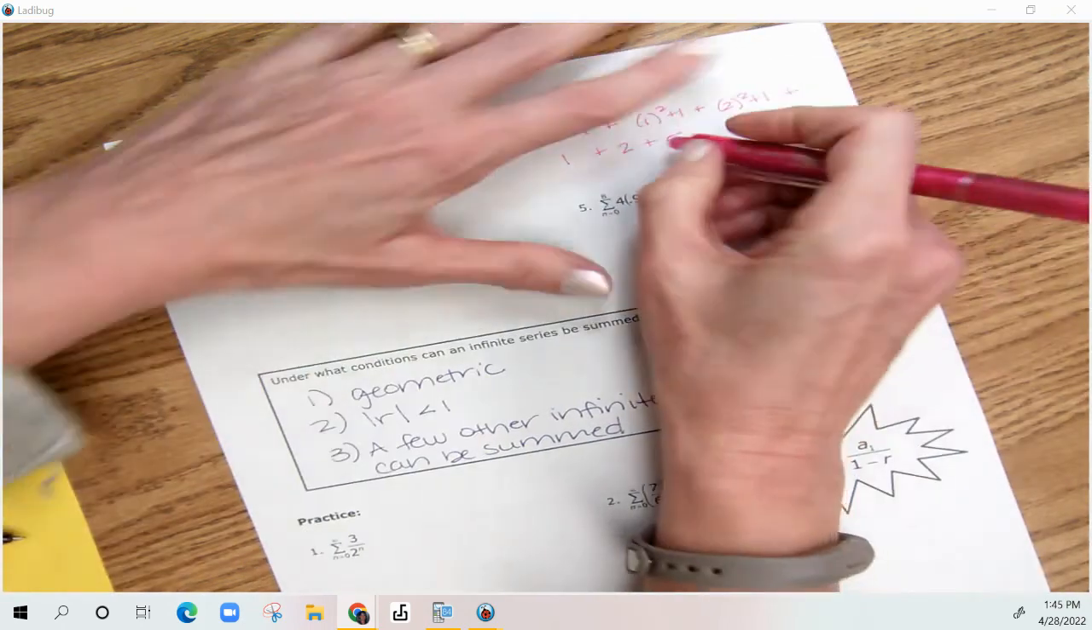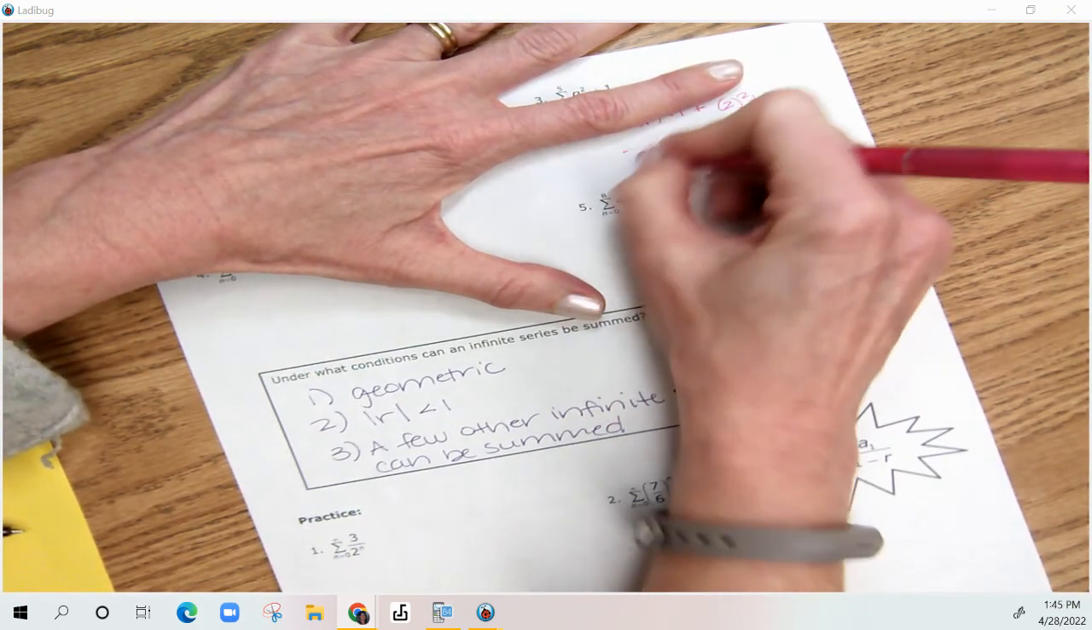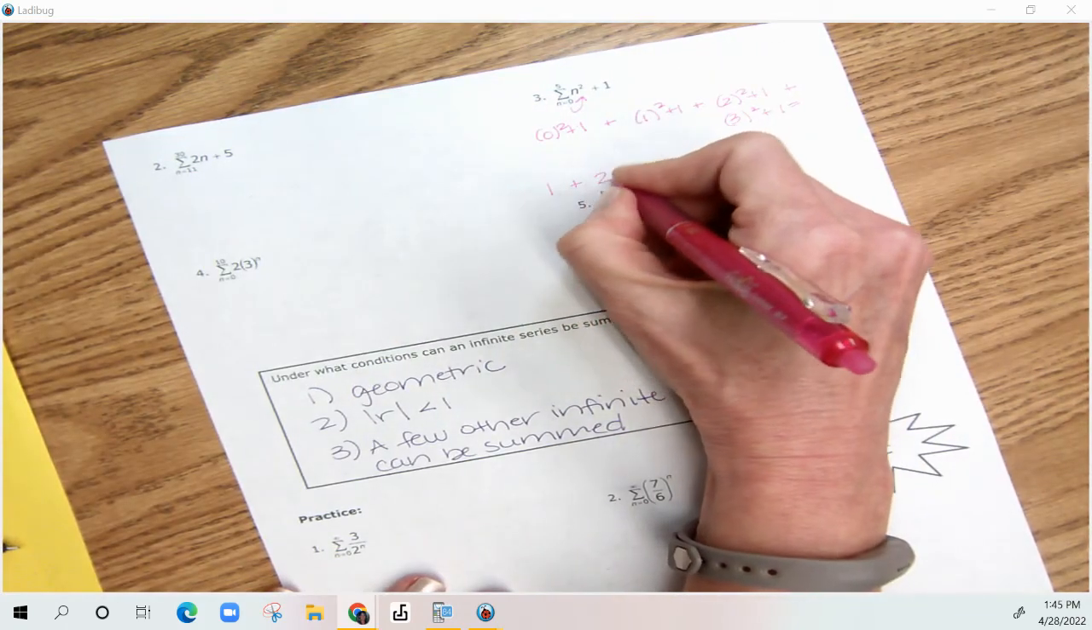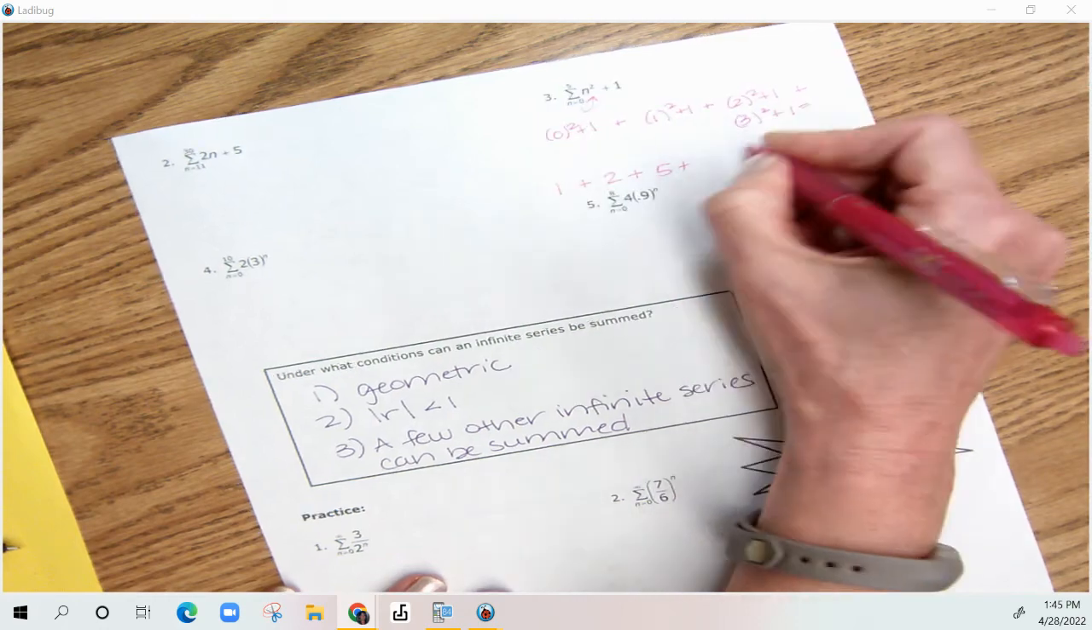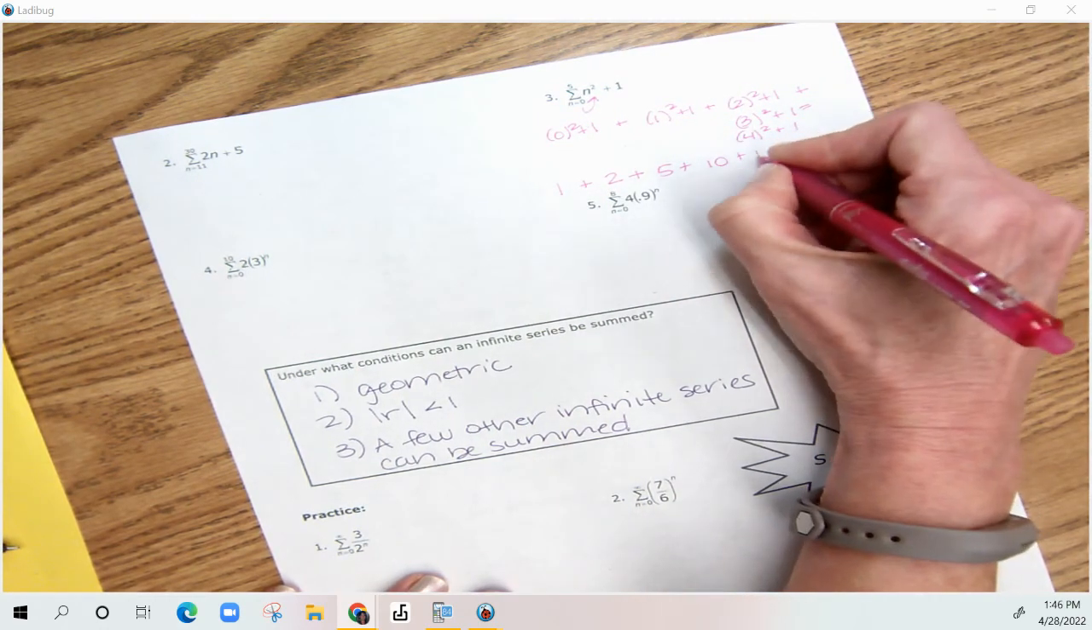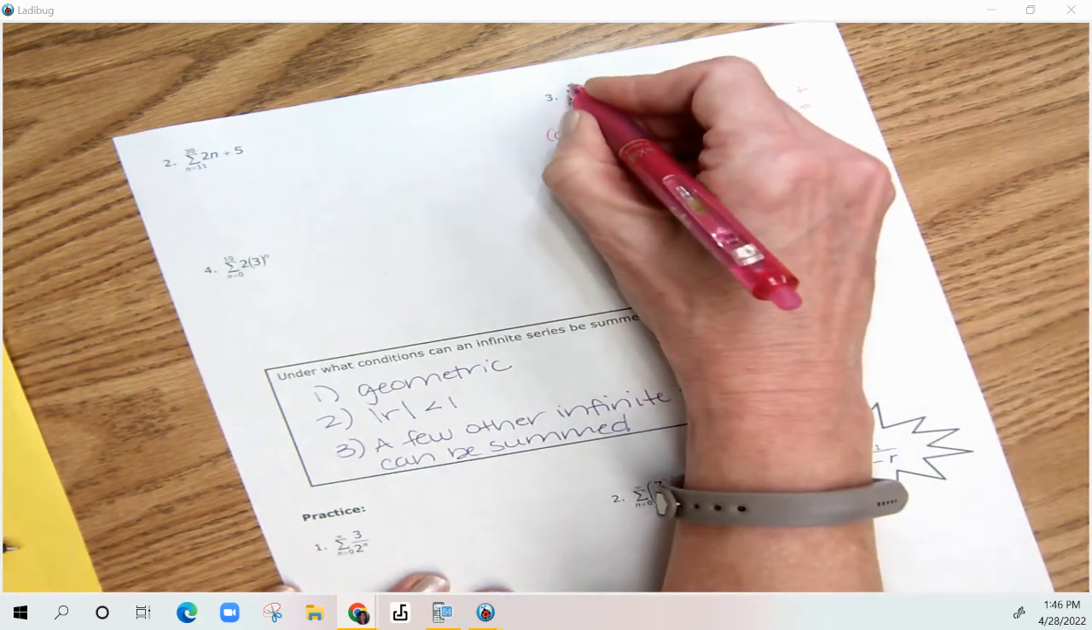Let me rewrite this. Running out of room. I didn't plan very well. This is 1, then 2, then 5. This is 10. Then I'm going to plug 4 in. I'm going to get 17. And I'm going to stop when I get to 5.